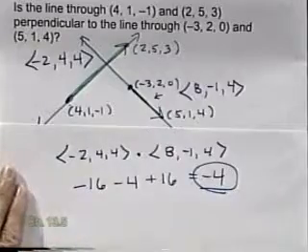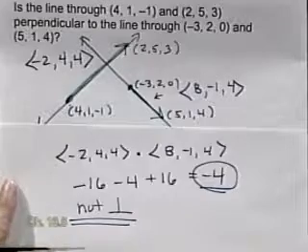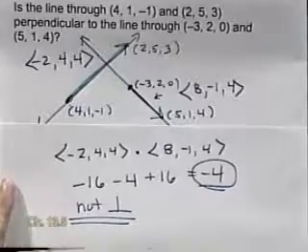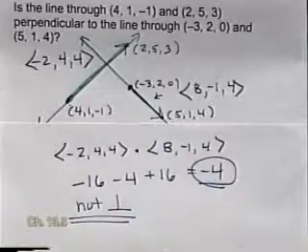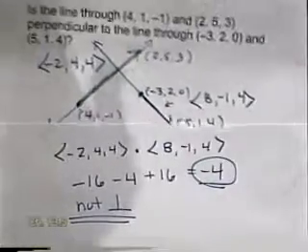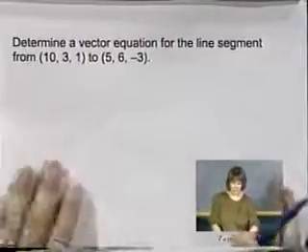Since it's not 0, they are not perpendicular. And if the vectors are not perpendicular, the lines are not perpendicular. Okay? What I like about this chapter is, you sort of have to think a little bit. It's not, how do you do that one problem? Think about what's going on. Okay. This is a nice one.